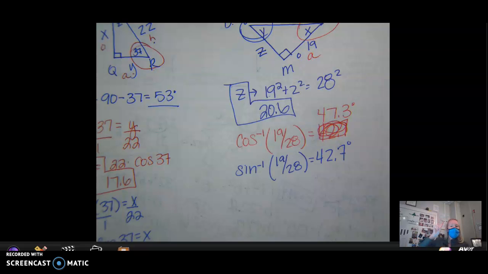So now you have solved for the triangles because you found all missing side lengths and angle measures. Do you have any questions?